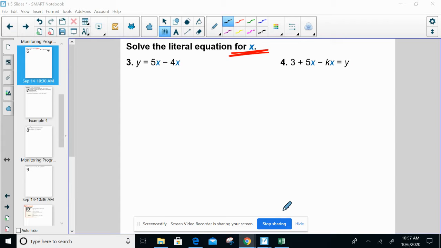All right, ladies and gentlemen, so hopefully quick video to help you continue with literal equations. I just wanted to go over the one example from yesterday and then give you two more examples, and I want you to finish the assignment we started yesterday. So here we go. I'm looking at number 4.